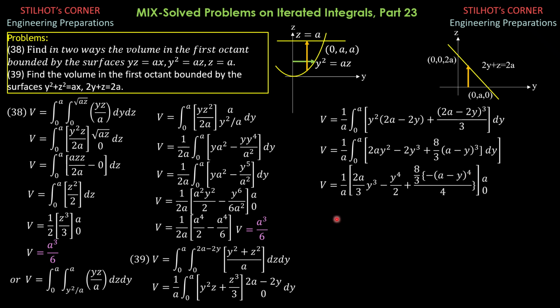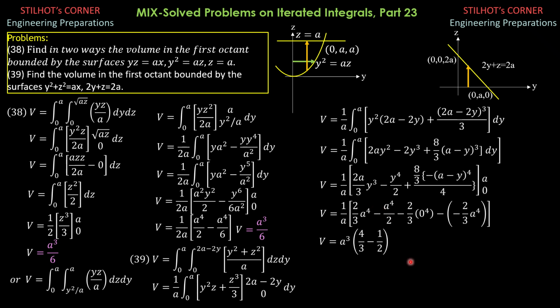Then 0 to a, volume equals 1 over a. This becomes 2 thirds a to the fourth minus a to the fourth over 2 minus 0, then the lower limit 0, 0, then negative for here when y is 0, negative 2 thirds a to the fourth. So factor out a to the fourth divided by a, so that's a cubed, then 2 thirds plus 2 thirds, 4 thirds minus 1 half. So a cubed quantity 4 thirds minus 1 half. So volume equals 5 sixths a cubed.